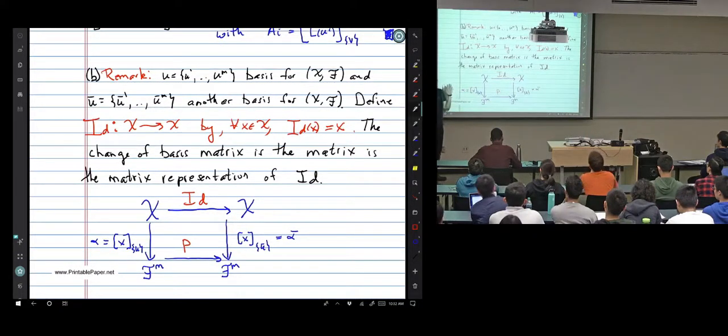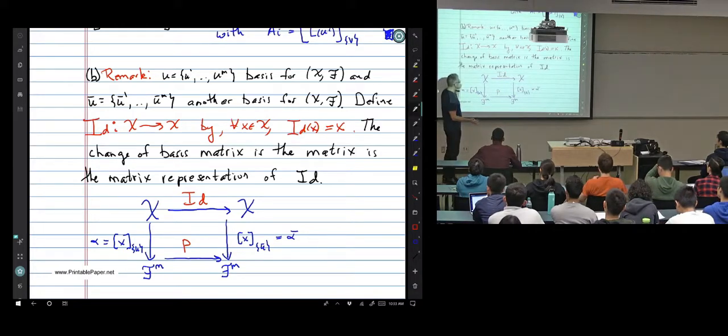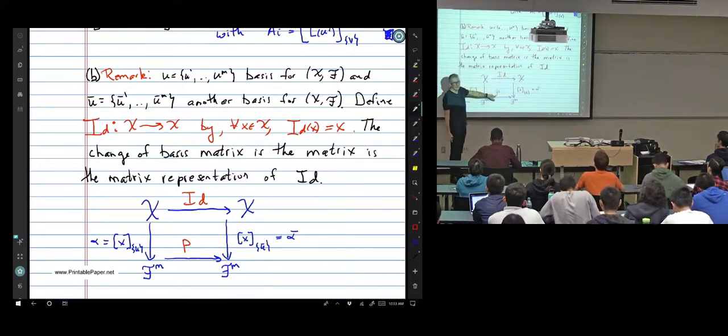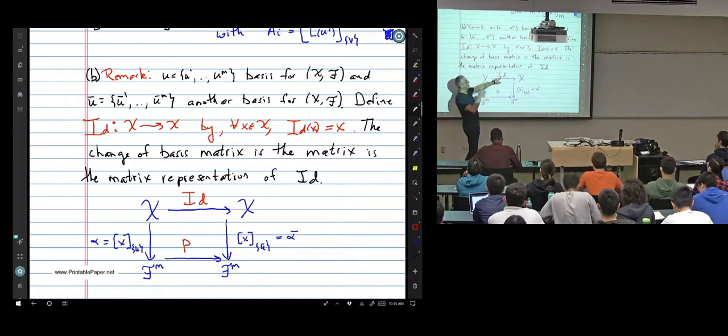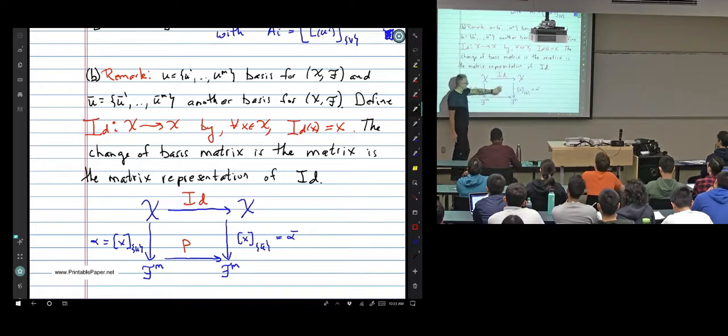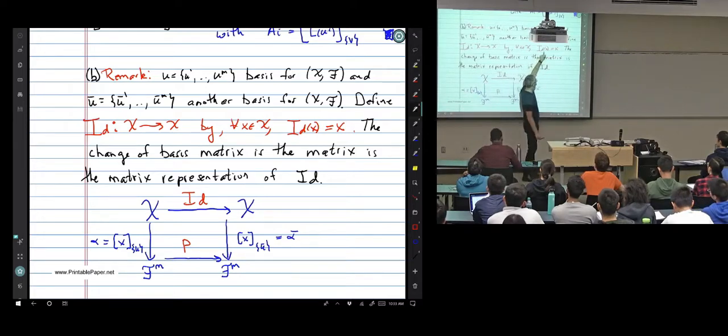For me, it's always nice when I can take two ideas and collapse them to one so I have fewer things to remember. I don't know how that works for you. If you define a matrix representation of the identity operator, you get the change of basis matrix. So that's a convenient thing to remember. The identity operator is different than the identity matrix. The identity operator takes an abstract vector to itself: identity of x equals x, polynomial to polynomial.